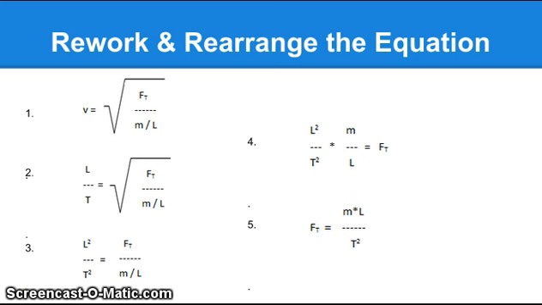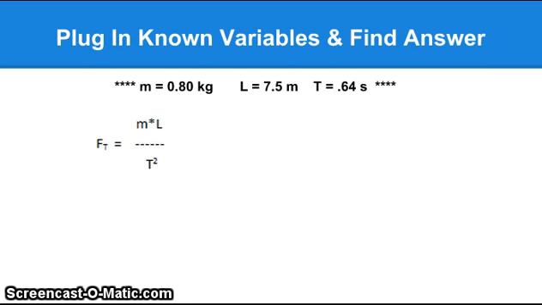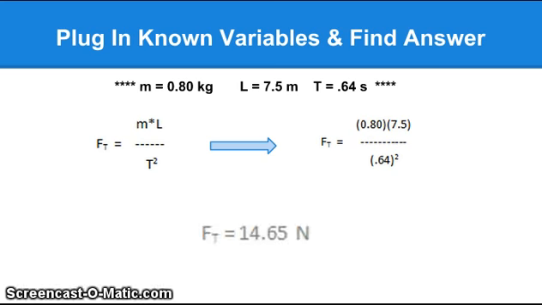Now that we have derived our equation, we can simply plug in our known data. Remember, mass is 0.8 kilograms, the length is 7.5 meters, and the time is 0.64 seconds. After putting the numbers into the equation, we get 0.8 times 7.5 divided by 0.64 squared. Once we put the numbers into our calculator, we find that tension equals 14.65 newtons. Congrats! You have successfully solved a waves on strings problem that seemed difficult.